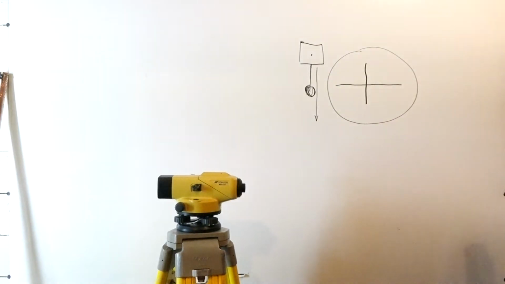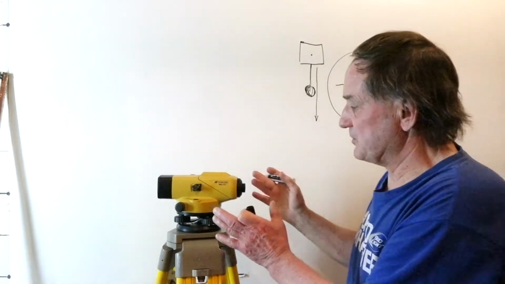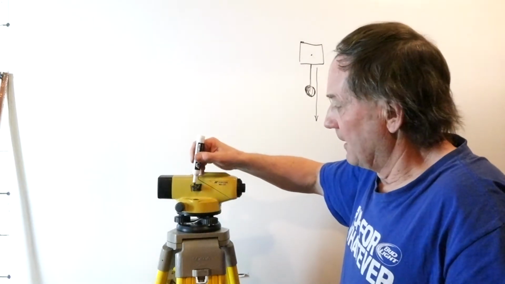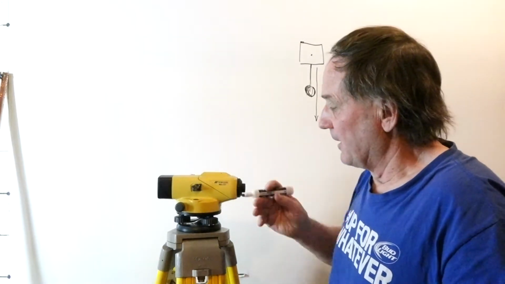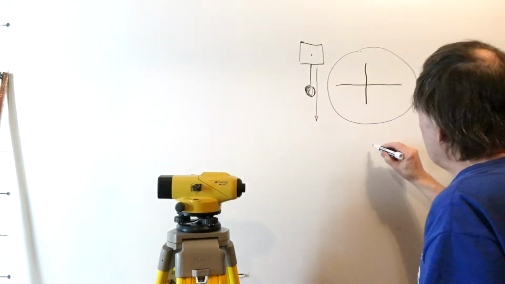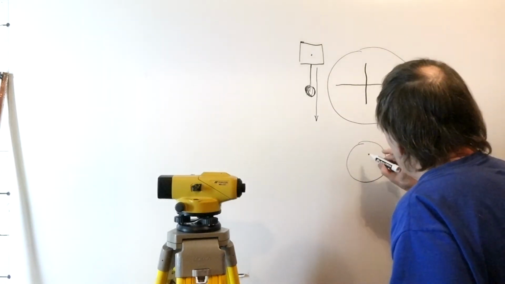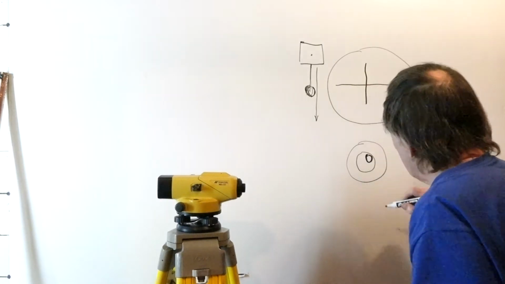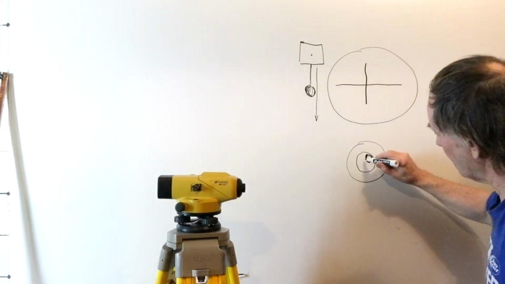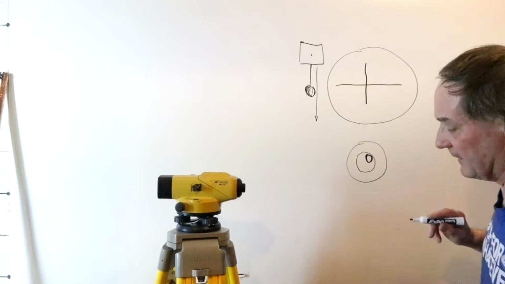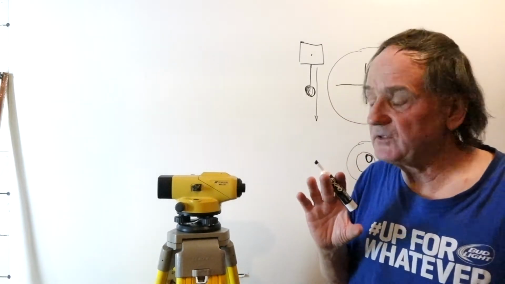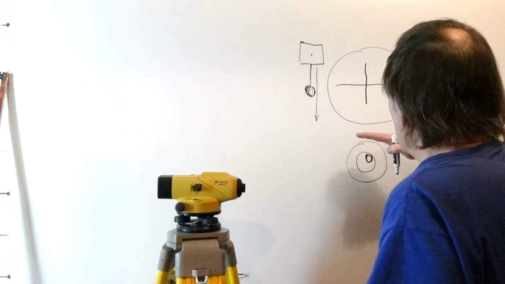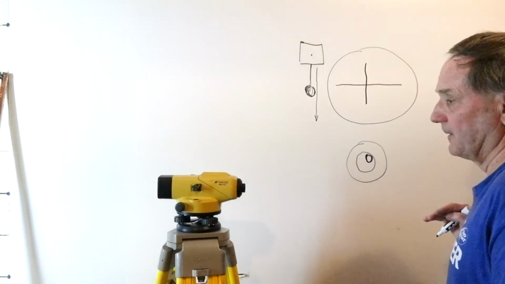Now, what you do is you set up the base. There's a bubble level in here, and what it looks like is you have a little circular ring and the bubble floats around in here, and you try to center that bubble in the ring. And once you get the bubble within the ring, the compensator releases and the crosshairs float.